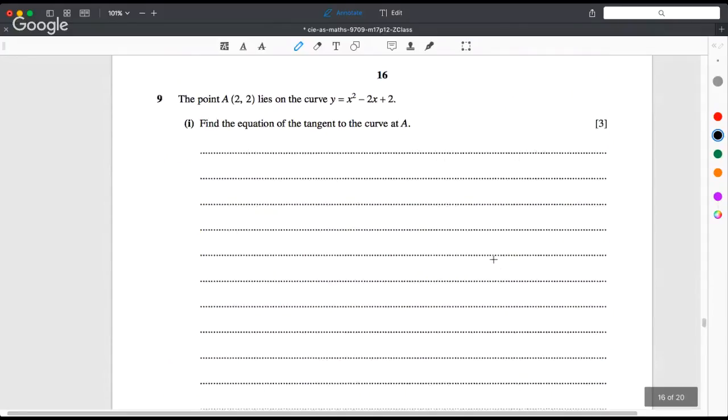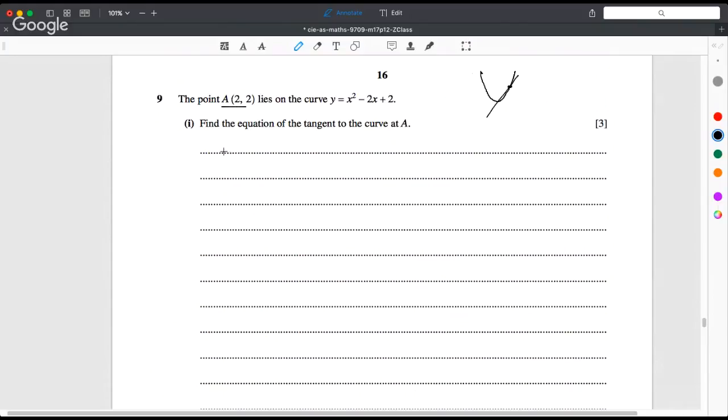Okay, question 9. We're given the equation of a curve, and we're asked to find the equation of the tangent to the curve at this point. So the curve is doing some parabola stuff, and we're given some particular point, and we want the equation of the tangent. So the first thing we know is that the gradient of a tangent at a point is equal to the gradient of the curve at that point.